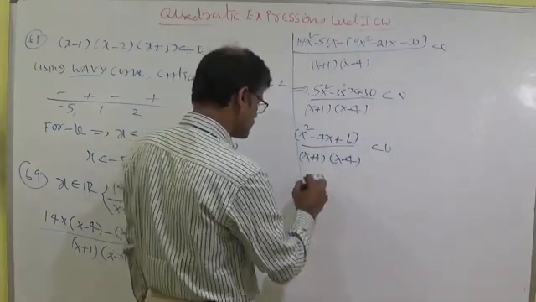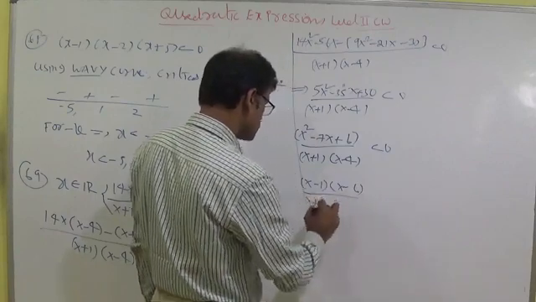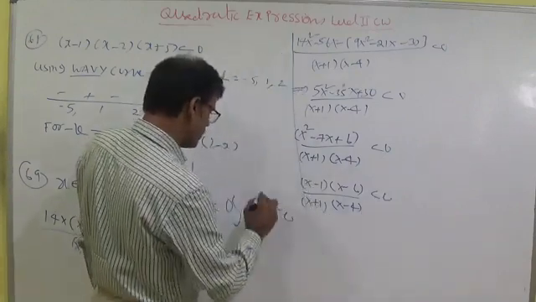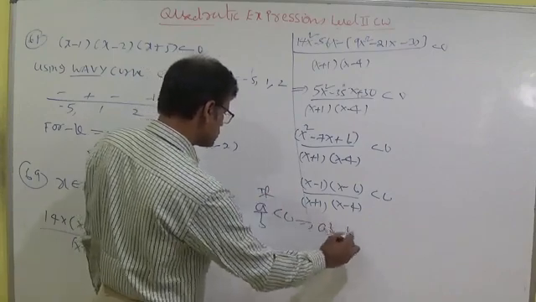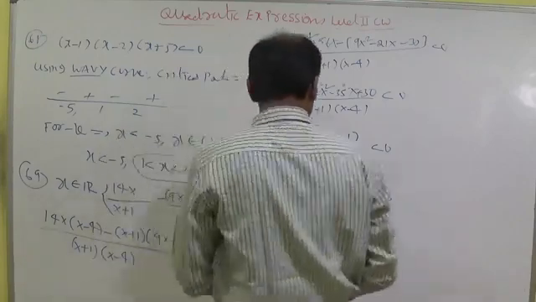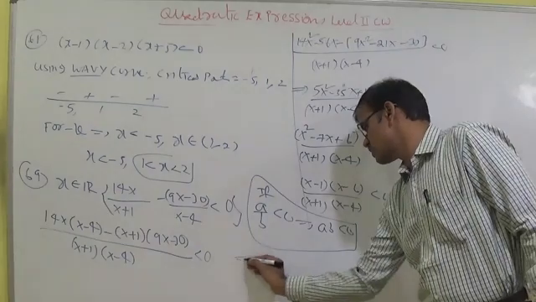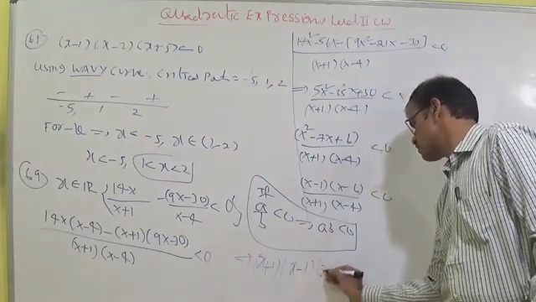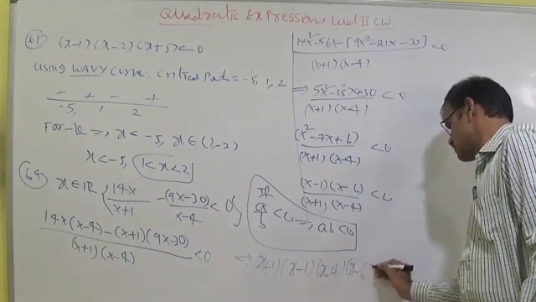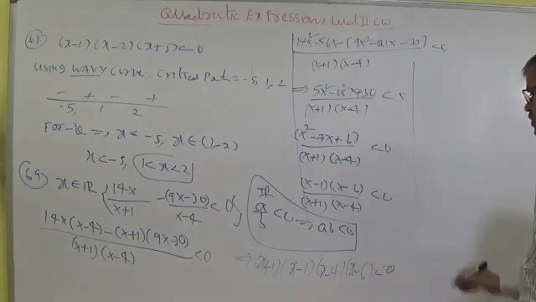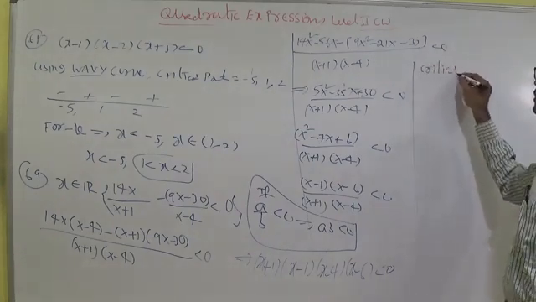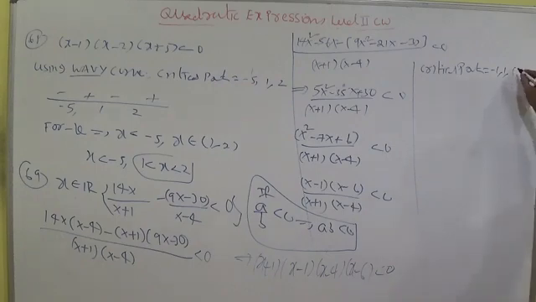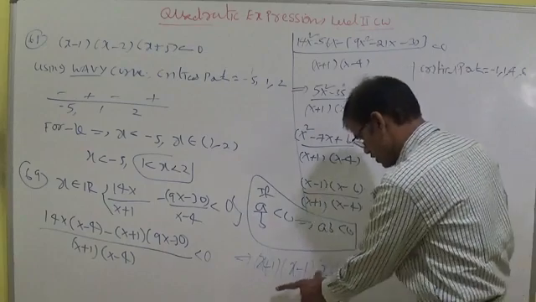You can write this as (x minus 1) into (x minus 6) by (x plus 1) into (x minus 4) less than 0. Use the concept: if a by b is less than 0, that implies a b is less than 0. So first of all (x plus 1) into (x minus 1) into (x minus 4) into (x minus 6) less than 0. Critical points we got: minus 1, 1, 4, 6.